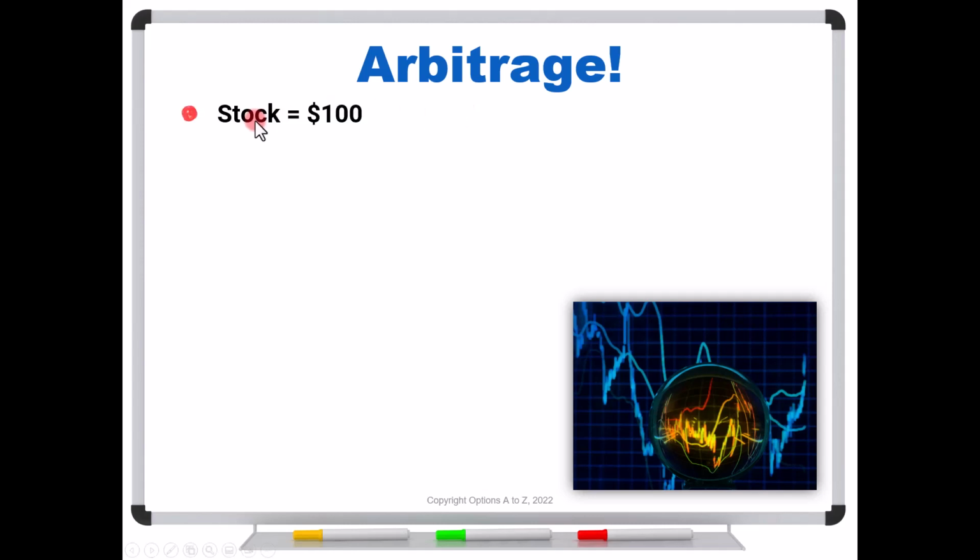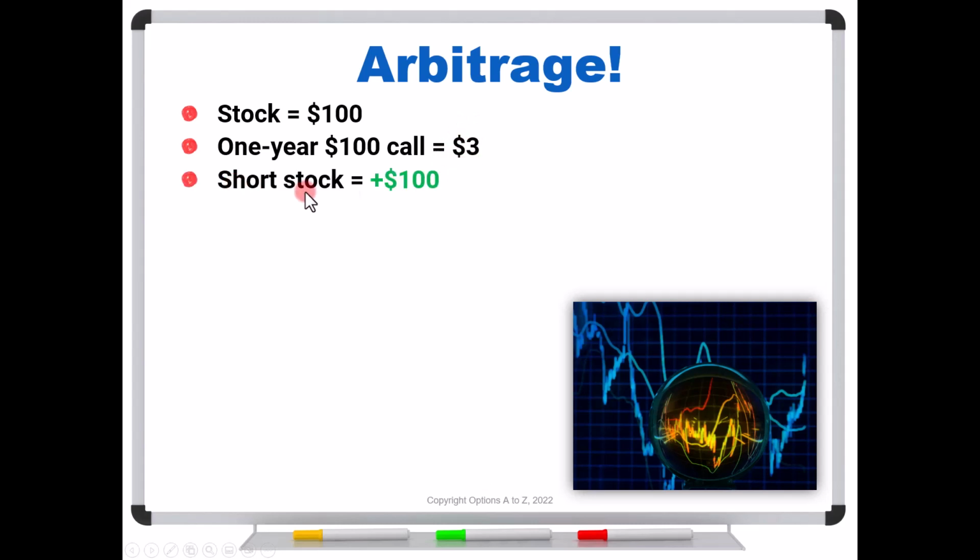So let's say that the stock is 100 and the 1-year $100 call is trading for 3. Now we just saw that it should be trading for at least 4.76. So it's too cheap. So here's what would happen. Arbitrageurs would short the stock. They would get this $100 credit. They would buy the $100 call for 3. Where do they get the $3 from? From the $100 credit.